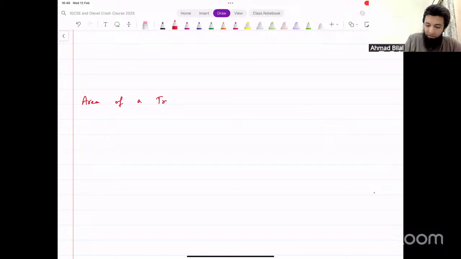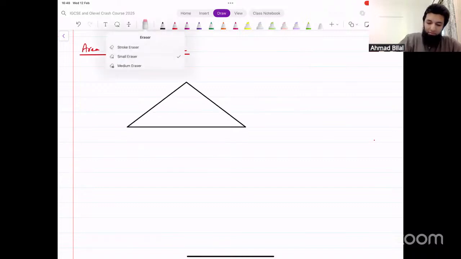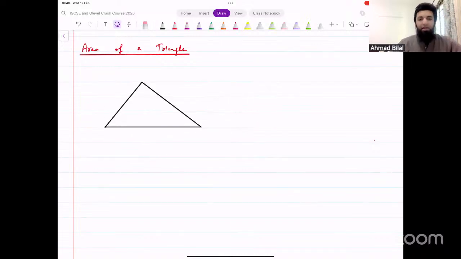Area of a triangle. Let's take an example. Let's say you have a triangle that looks something like this. Now it's a random triangle, not isosceles, it's not equilateral. It looks like this. How do you find the area of this triangle? One formula that we have for area of triangle is half into base into height, right? That's what we can use to find area of a triangle.